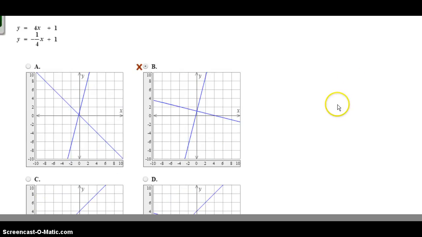And the bottom graph goes down 1 and right 4. So down 1 and right 1, 2, 3, 4. Down 1, right 2, 3, 4. So that bottom line is graphed right there.